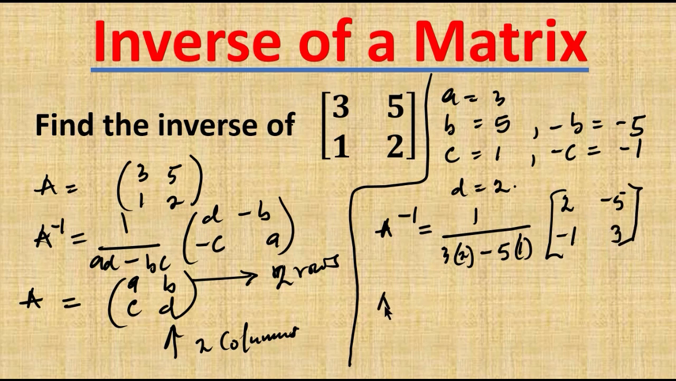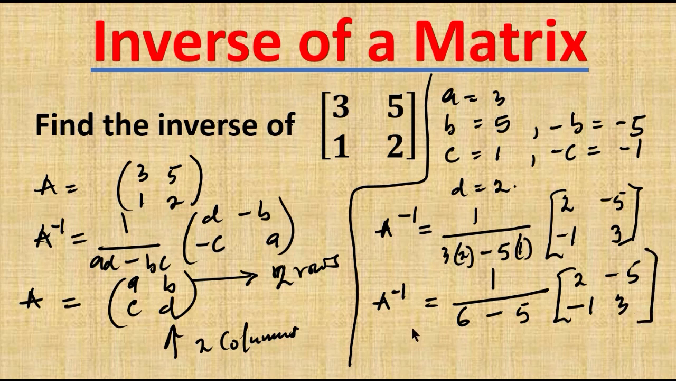So that A inverse automatically will be the same thing as 1 all over 3 times 2 here, that's 6, minus 5 times 1, that's 5, into 2, minus 5, minus 1 and 3. And finally, A inverse will be the same thing as 6 minus 5, that's 1. 1 over 1 obviously is 1, so we can just neglect that. That's here will be 2, minus 5, minus 1 and 3.